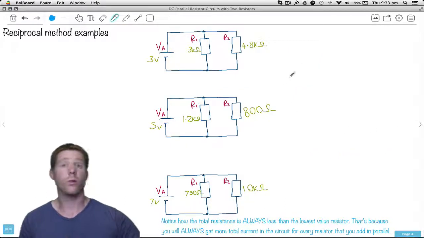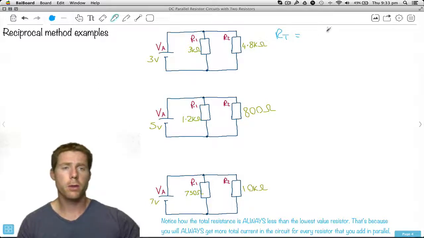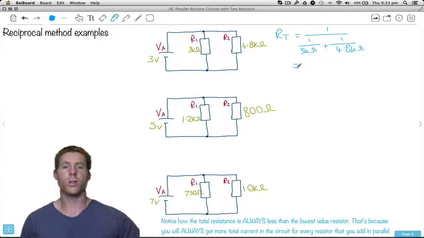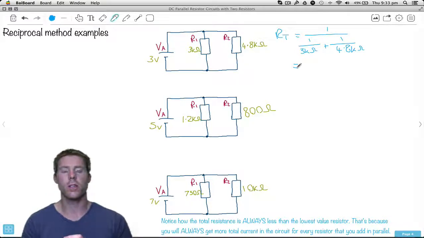Let's try that stuff again with reciprocal. Now this is a little more difficult. Reciprocal method, you've got 1 divided by, then 1 divided by R1, which is 3K, plus 1 divided by R2, which is 4.8K. So a little bit more difficult. So let's have a look at the way that I think is a pretty good way to do this.